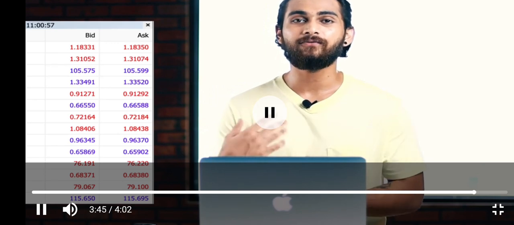And finally, the difference between the asking rate and the bid rate is called the spread.